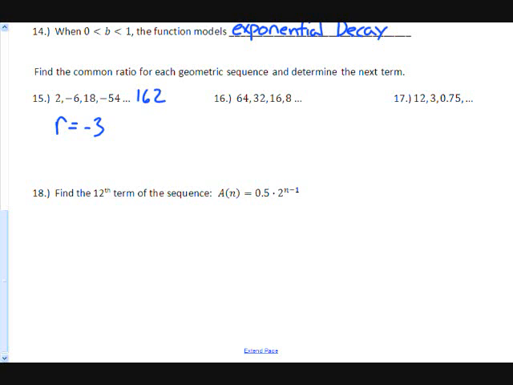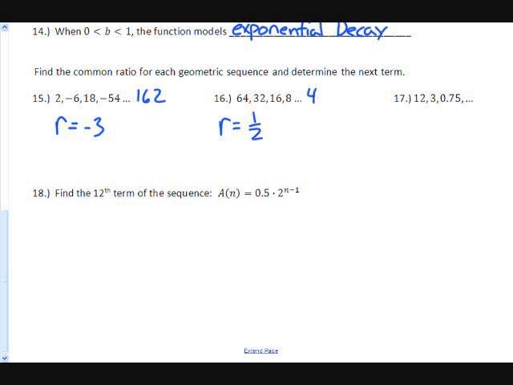If I look at the next one, the r value, the thing I'm multiplying by, it looks like I'm dividing by 2 each time, which means I'm multiplying by 1/2. So the common ratio is 1/2. And now to find the next term, I multiply by 1/2 again. It equals 4.